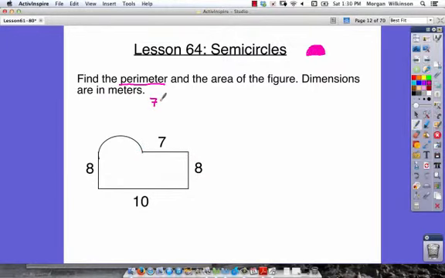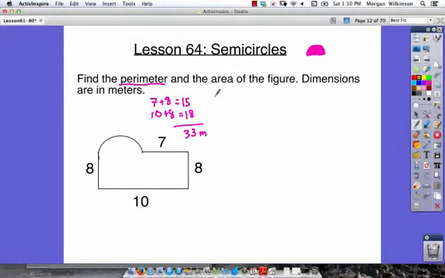Well, we have 7 plus 8. 7 plus 8, that's equal to 15. And we have 10 plus 8, that's equal to 18. And when we add 15 and 18, we get 33. This is meters. So that's going to give us everything we have on the outside of our straight pieces.